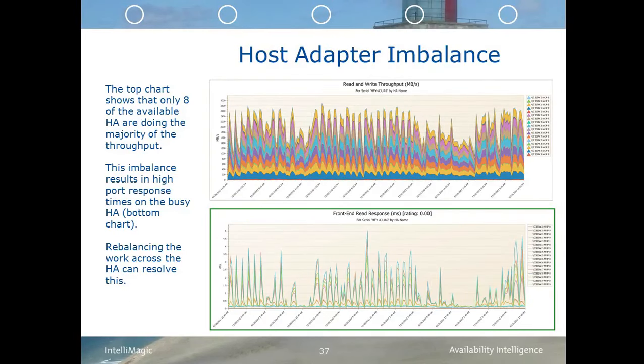Another thing to watch out for is host adapter imbalance. This chart shows an example where there are 16 host adapters on a disk storage system, but only 8 are doing the majority of the work. The active host adapters show elevated response times. Simply balancing the load across all the available host adapters should flatten the response time.